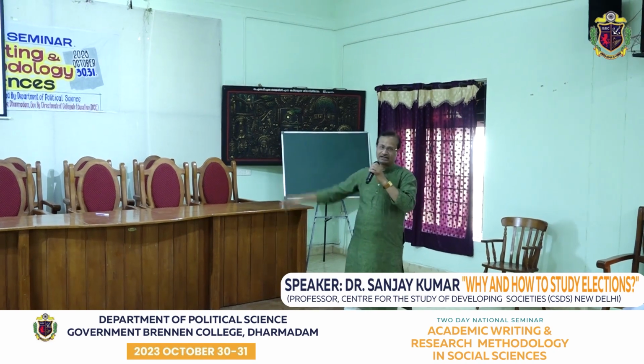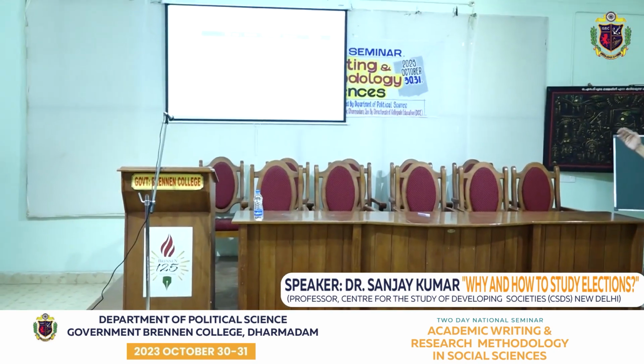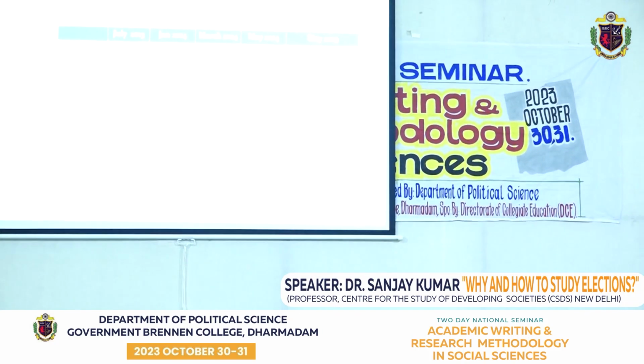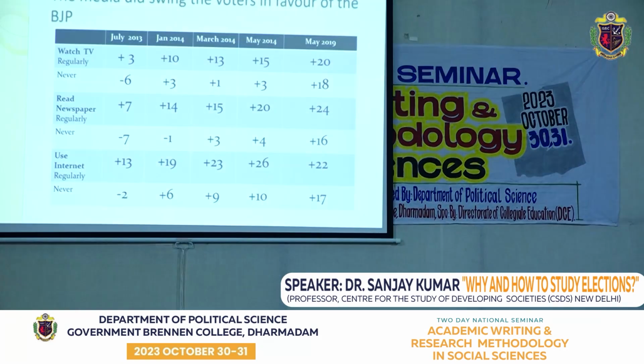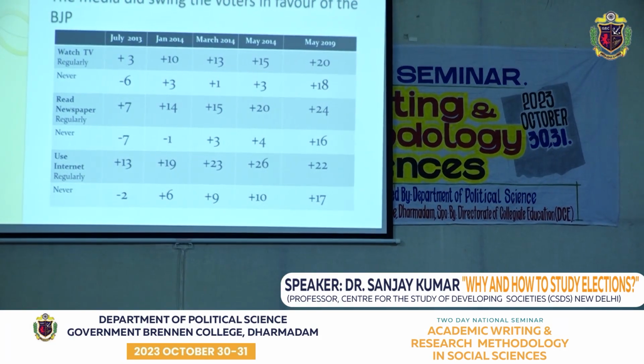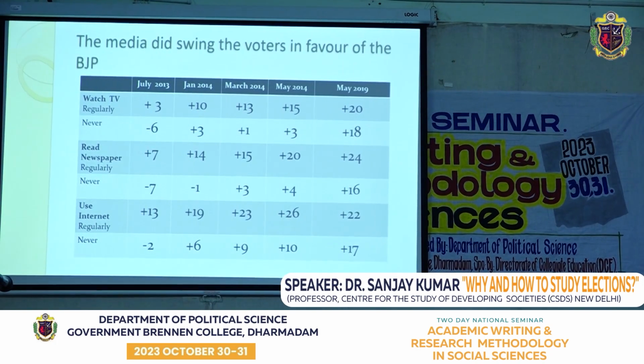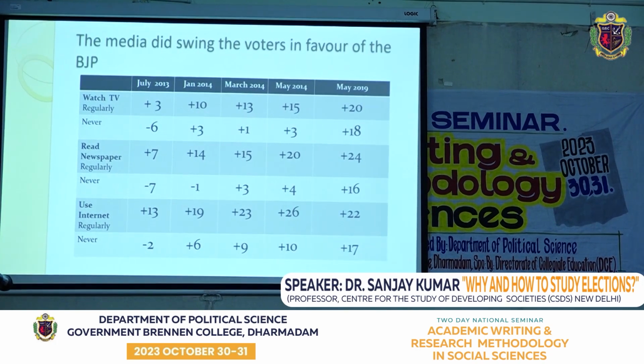Read newspaper regularly, never read newspaper. You see the lead of BJP over Congress is much higher, 20%, 4% if you look at May 2014. This is the 2014 Lok Sabha elections. And if you see, use internet regularly, if you are on social media, internet.